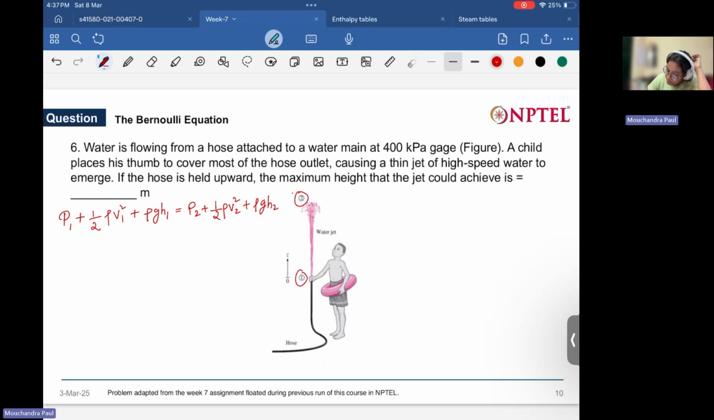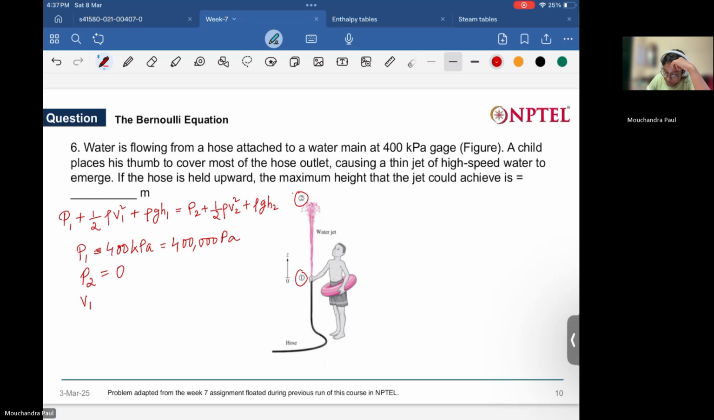At site 1, P1 is 400 kilopascal. So that is 400,000 pascal. Whereas at point 2, the pressure is atmospheric. So P2 is 0. Density of water remains the same on both sides.